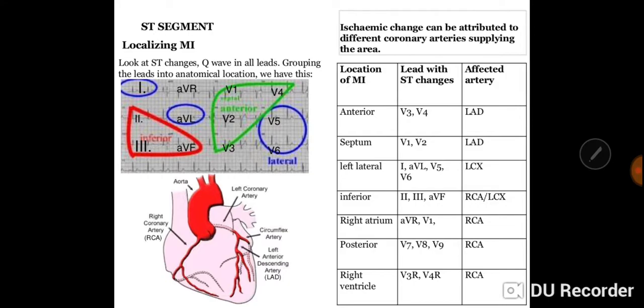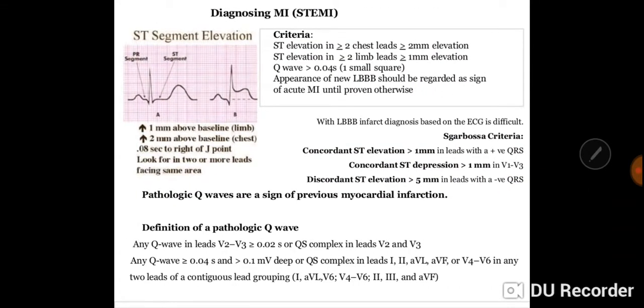So for example, if there is an inferior wall MI, you will have changes in 2, 3, AVF. If it's anterior, you will have changes in V3, V4. This is important. Now the criteria have changed a little. Let me remind you. An ST segment elevation in any lead except V2 and V3 of more than 1 millimeter is significant, and ST segment elevation of more than 2.5 mm in males aged 40 or less, 2 mm in males over 40, and 1.5 mm in females of any age in V2, V3 is significant.